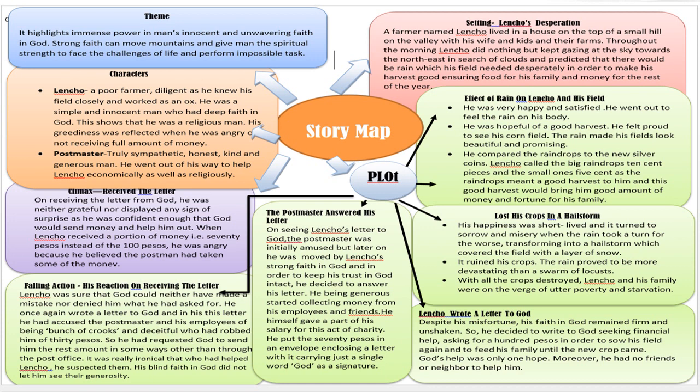Well, as the plot progresses, here we shall talk about how terrible the aftermath of the calamity was. Lencho's happiness was short-lived, and it turned to sorrow and misery when the rain took a turn for the worse, transforming into a hailstorm which covered the field with a layer of snow. And in no time, it almost ruined his crops. The rain proved to be more devastating than even crop-destroying insects. And with all the crops destroyed, Lencho and his family were on the verge of utter poverty and starvation.